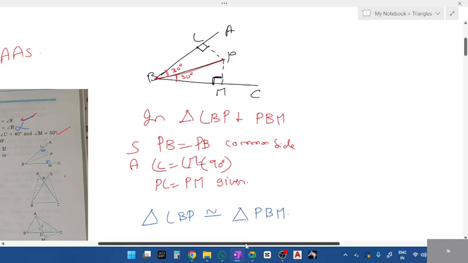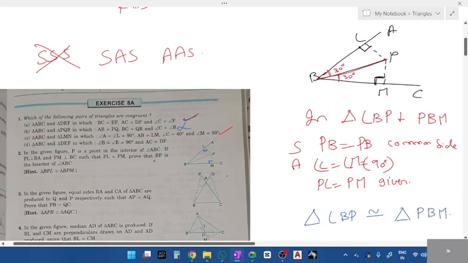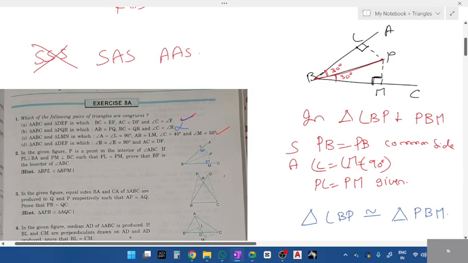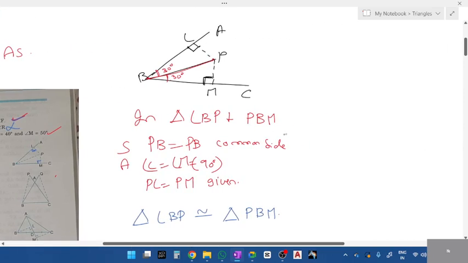They are congruent, students. And what you have to prove here? You have to prove that BP is angle bisector, right? Can you see? You have to prove BP is angle bisector. So how will you tell that BP is angle bisector, students? If both are congruent, which two angles are equal here?